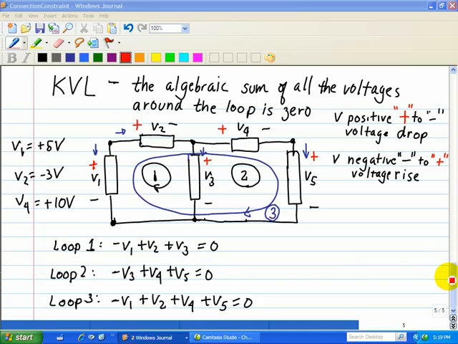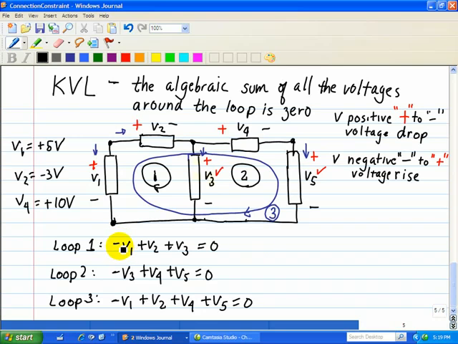Okay, now we assign some values of V1, V2, and V4 respectively. For V1 we're assigning a plus 5 volts. For V2 we're assigning a minus 3 volts. And for V4 we're assigning a plus 10 volts. And we're asked to find V3 and V5. So what we're going to do is go through loop 1.